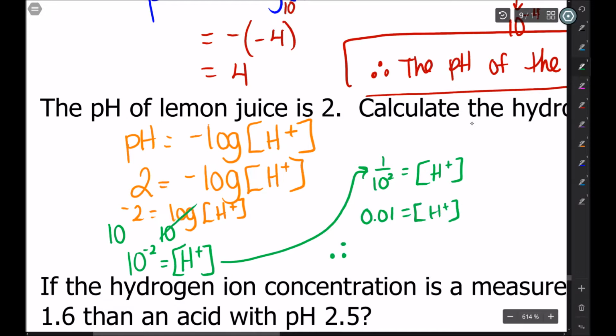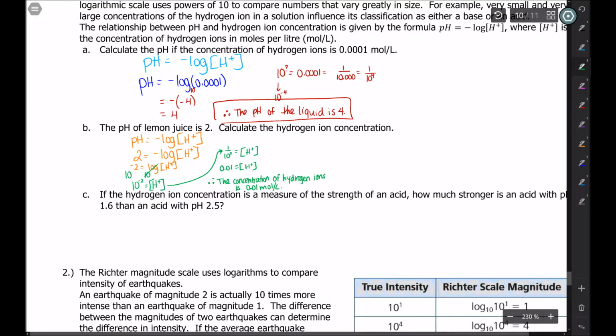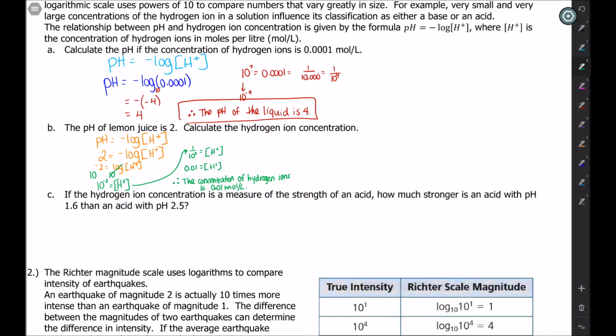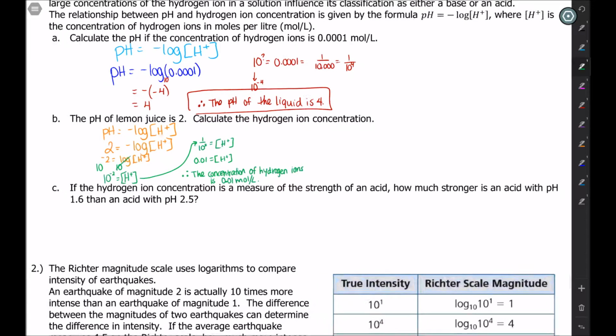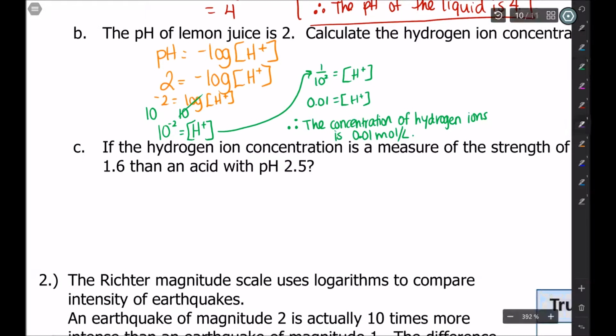So we can say, therefore, the concentration of hydrogen ions is 0.01 moles per liter. Okay? All right, then the last part of this question says, if the hydrogen ion concentration is a measure of the strength of an acid, how much stronger is an acid with a pH of 1.6 than an acid with a pH of 2.5? So let's find the concentration of the acid with a pH of 1.6 right here.